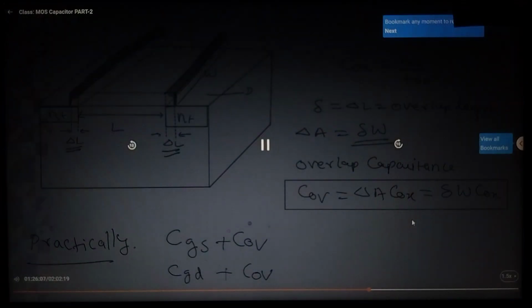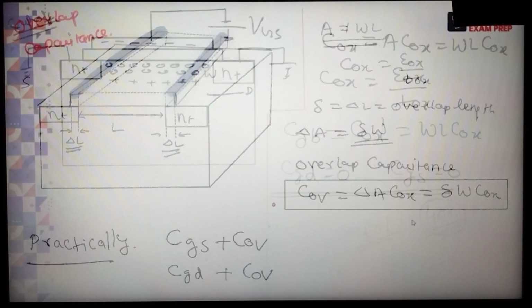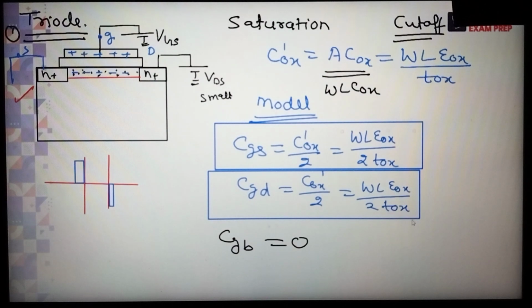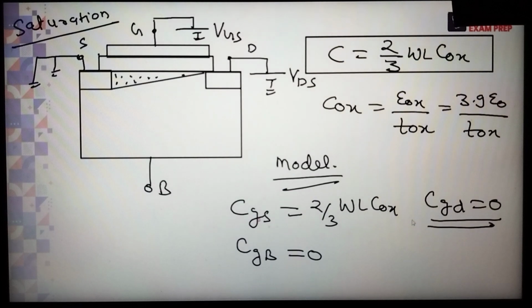So what is the overlap area, everyone tell me? This is the actual area. So what is the del A? A is WL. So this area is del L into W. Del L into W. I think this is clear. I am not perfect with the diagram, but I think that diagram is clear.